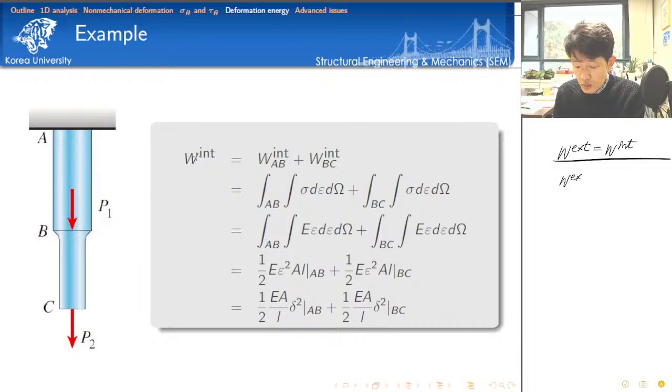Then here the external work is what? It is the work done by the force P1 and the work done by force P2. And let's put a coordinate here. I want to put a coordinate in the downward direction. That's why this is equal to P1 times UB plus P2 times UC. Okay? This is very simple. This is the external work. Now the next step is we need to calculate the internal work.